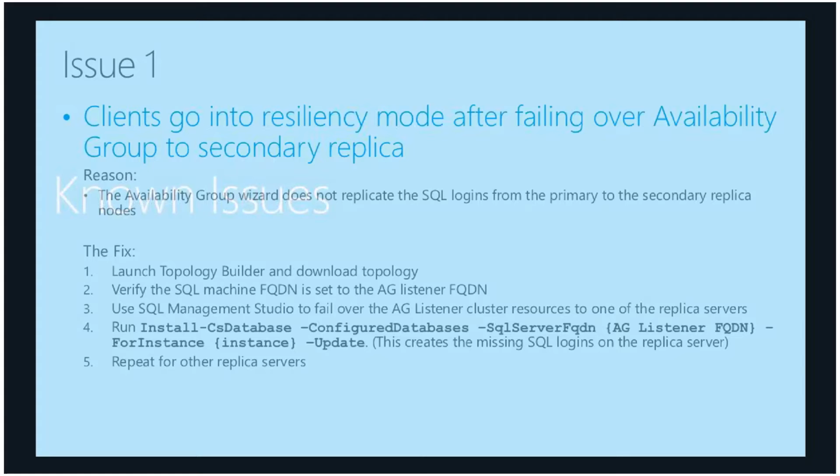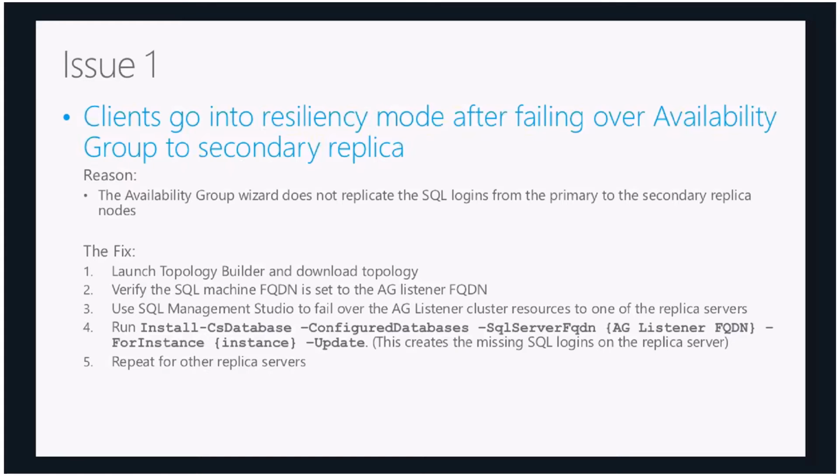Now, what are some of the issues that you might encounter? Issue number one is that clients may go into resiliency mode after you fail over an availability group to a secondary replica. So you've already got your availability group configured. You've been running for a little while now, and things have been going well. And then you fail over your databases from your primary server to a secondary server, and your clients go into what we call resiliency mode.